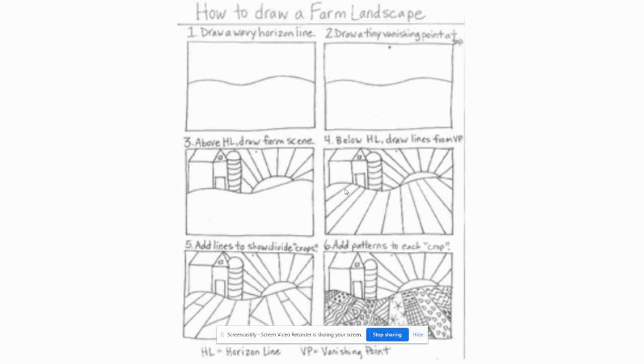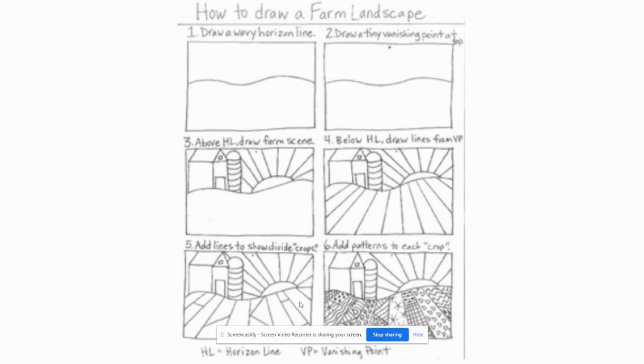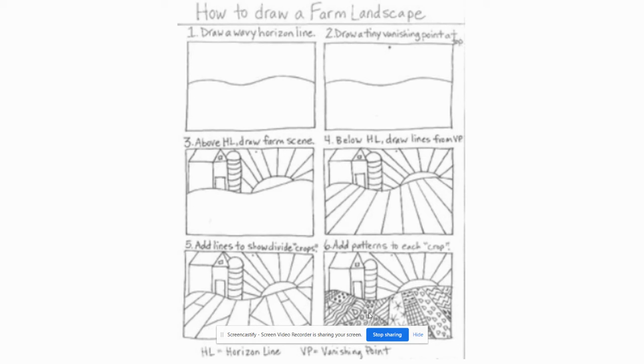At the bottom of the horizon line, you can draw straight lines down on an angle to the edge of the paper. Then go ahead, divide the crops into sections, into different lines, so you have different spaces, and add patterns to each section. Feel free to go ahead and add color when you are done.